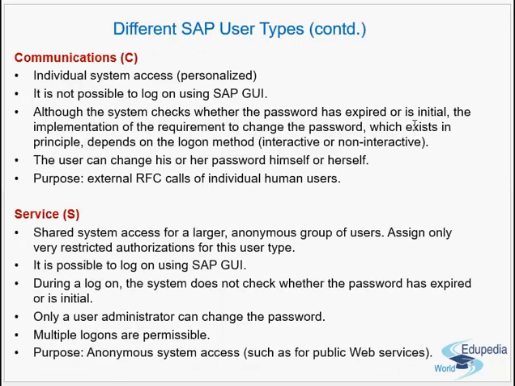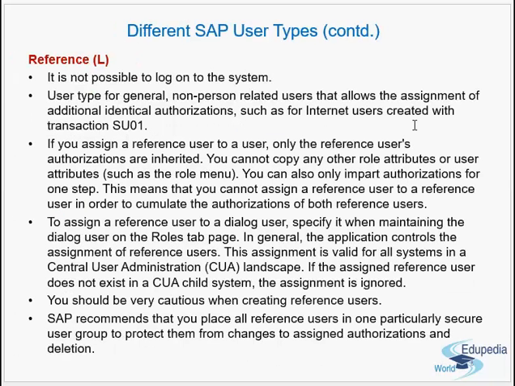Now the fourth type is a service user ID. With a service user ID, SAP GUI logon is possible. This user ID is shared across an anonymous group of users. Here the password restrictions do not apply. The user cannot change the password, only the administrator can change the password, and multiple logons are permitted for this user ID by default.